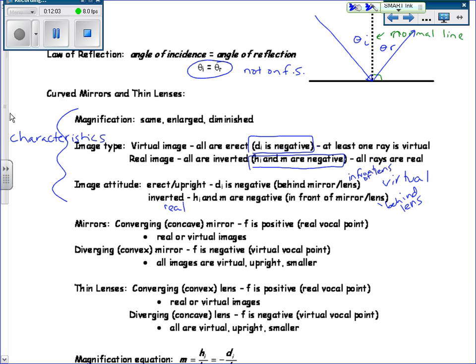It can't be any different. If you know it's virtual, it has to be erect. If you know it's real, it has to be inverted. Those two should never be confused, right? This always means erect and inverted.